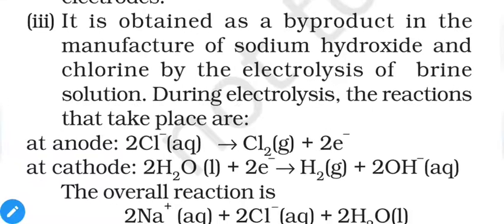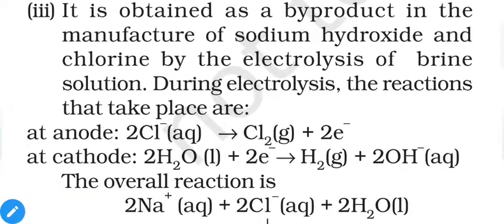Now the third reaction is that hydrogen can be obtained as a byproduct when we produce chlorine and NaOH, or sodium hydroxide, from brine or seawater. This reaction will also be discussed in the standard 12 electrochemistry unit, and it is also part of today's competitive portion. So let's discuss this reaction in detail.